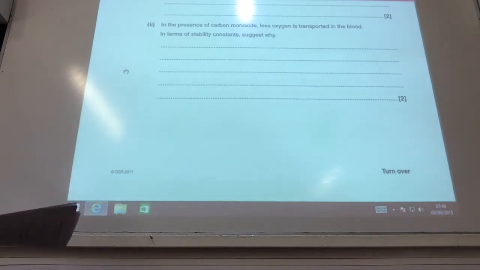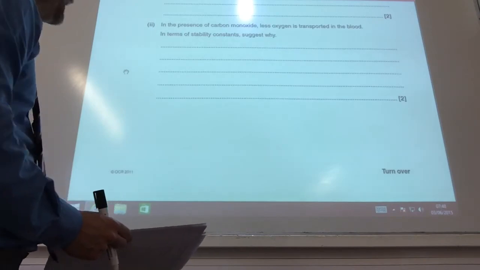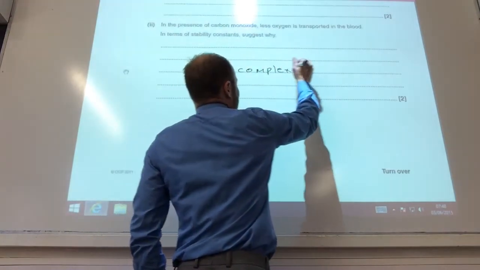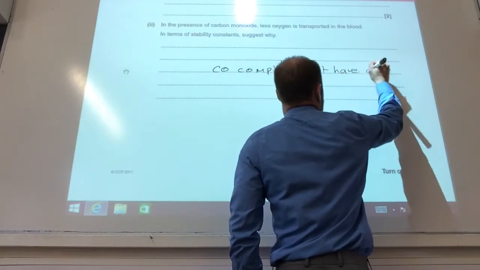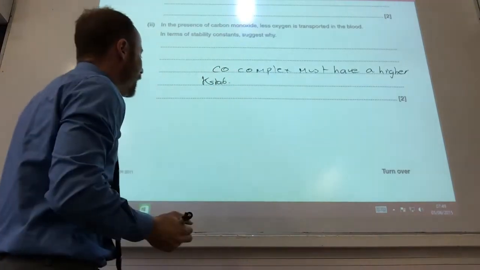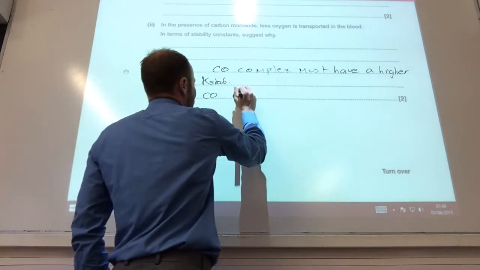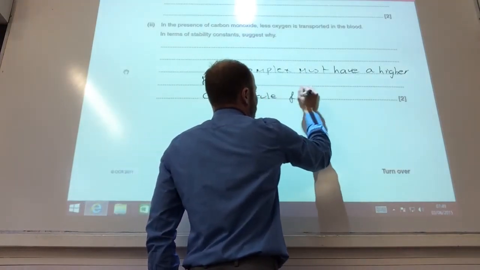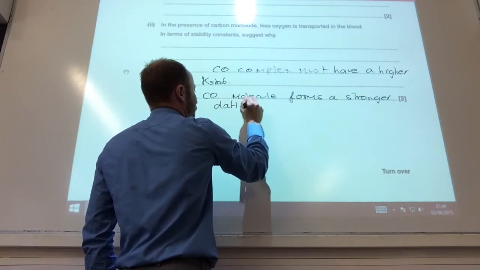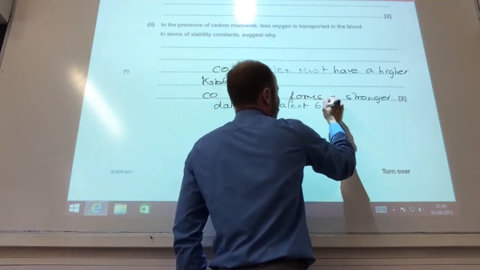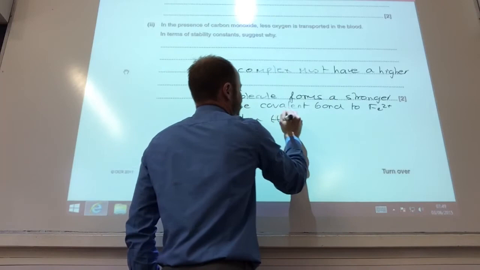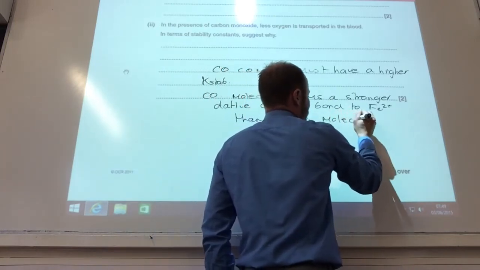Okay, the final one. In the presence of carbon monoxide, less oxygen is transported. In terms of stability constant, suggest why. So, we can say the carbon monoxide complex must have a higher stability constant. It must be more stable. And because of that, that means that the CO molecule forms a stronger dative covalent bond to Fe2+ than the O2 molecule does.